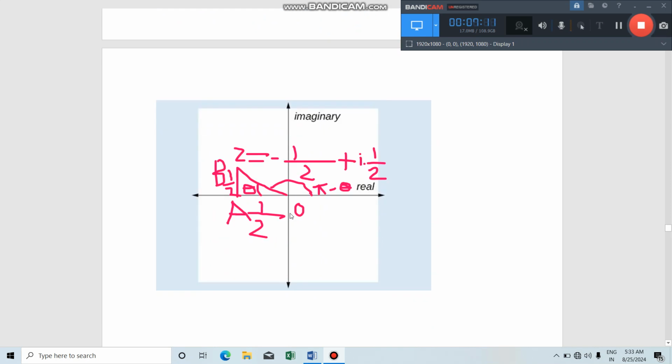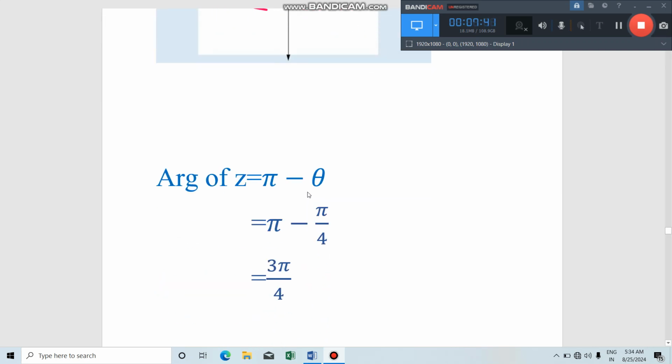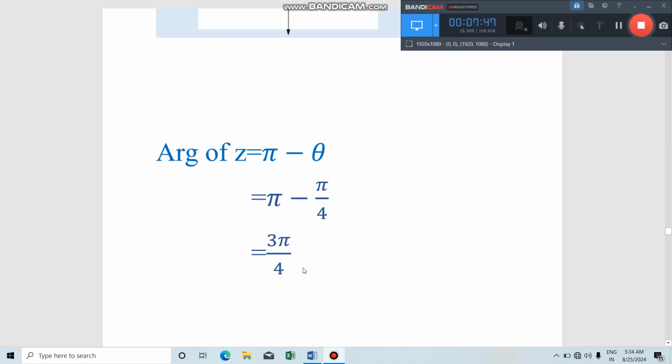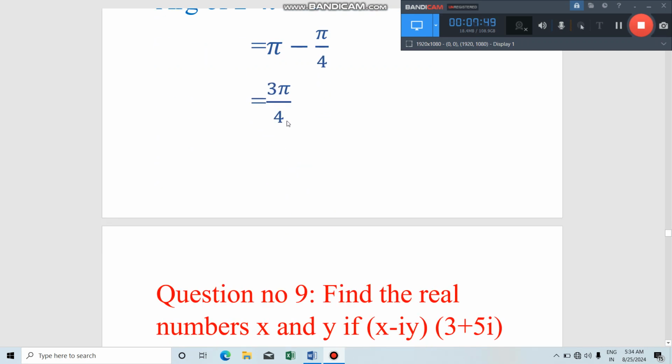Here is the picture. This complex number equals −1/2 + i(1/2). It will look like this. So this is the angle θ. Now we know that the argument is the value of the angle made by the complex number with the positive real axis. So the whole angle is π − θ. So π − θ will be the argument of z. Therefore argument of z equals π − θ. π − θ here is π/4, so it will become 3π/4. Therefore the argument of z is 3π/4.